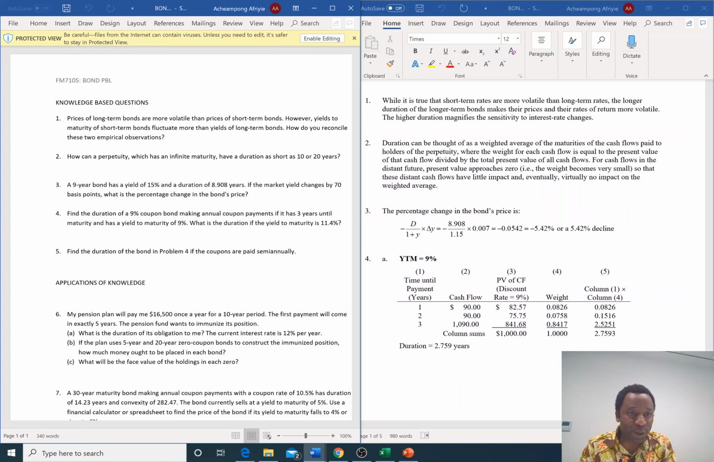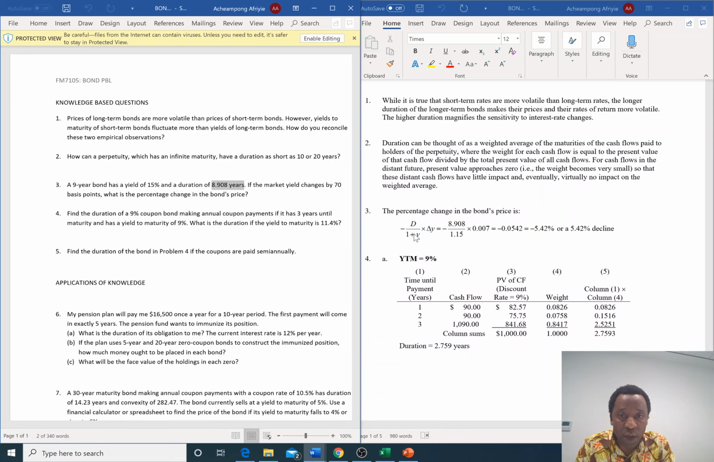For now, let's come to question number 3. Question number 3, because that goes to the heart of the conversation that we've just had. So we have a 9-year bond with a yield of 15%. This time, see, we've given you the duration. And if the yield changes by 70 basis points, what will be the percentage change in the price? So remember, the whole idea of knowing about the duration and the convexity is so that you'll be able to predict the change in the price when the yield changes. Okay, so this question goes to the heart of it.